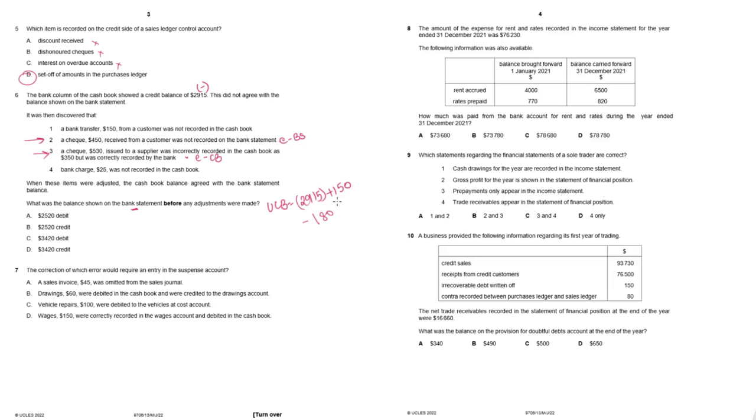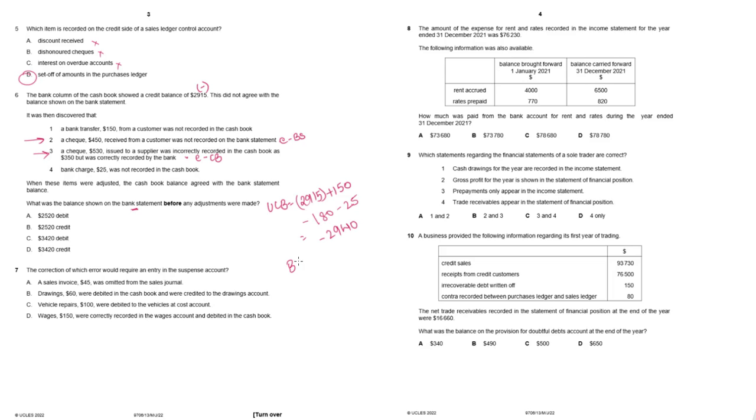And then bank charges was not recorded, so that will also be recorded. So the updated cash book balance, when I calculate, is $2940.